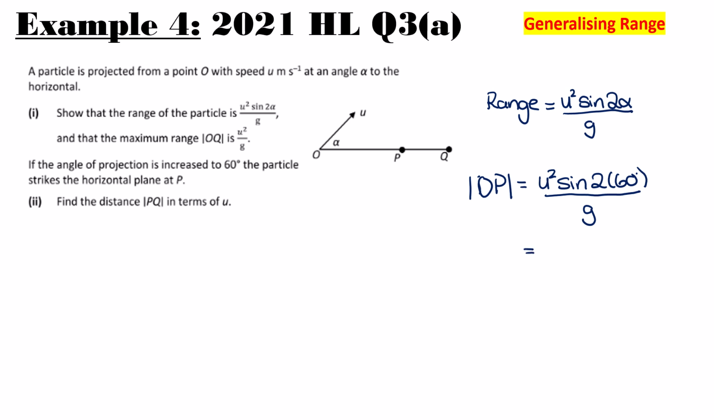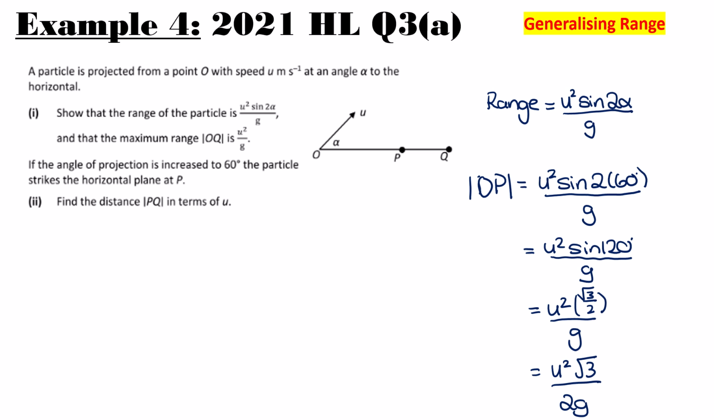So we have the sine of 120, over g, and that's root 3 over 2. So u squared over g, root 3. It is root 3 over 2 up here, but we can tidy that up with the u squared and the root 3 on top, and the 2 and the g on the bottom. That is the same thing as u squared over g times root 3 over 2. So you can see it a little bit better that way. So that's O to P.